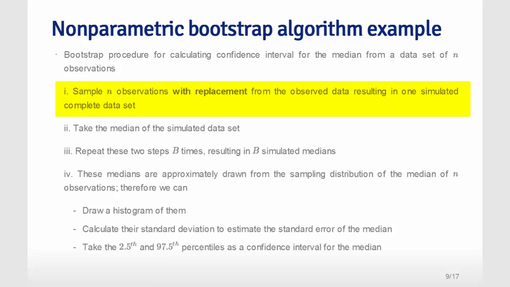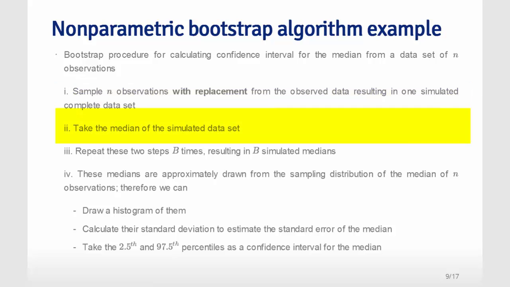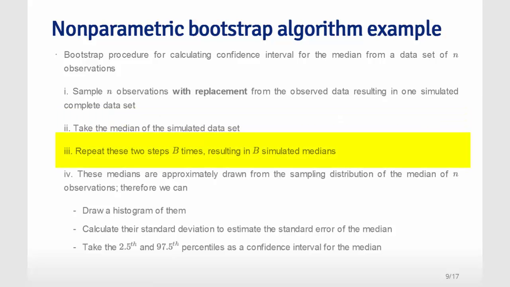When you get a resampled data set, in our example, we're going to take the median, or if you're using a different statistic, you'll simply take that statistic of the simulated data set. Then you're going to repeat this step over and over. I say B times here, where B is the number of bootstrap resamples. You want B to be large so that your Monte Carlo error is small.